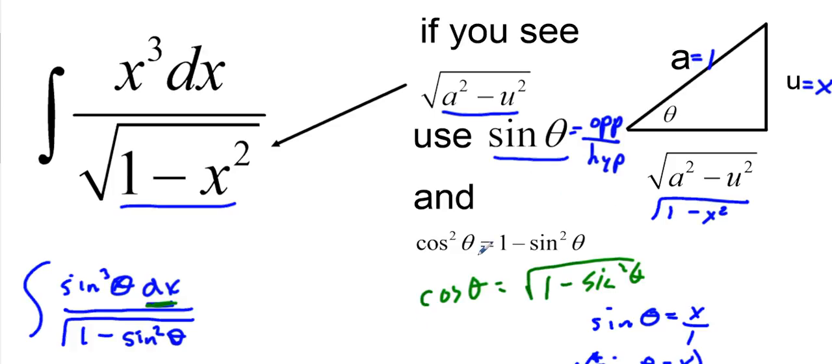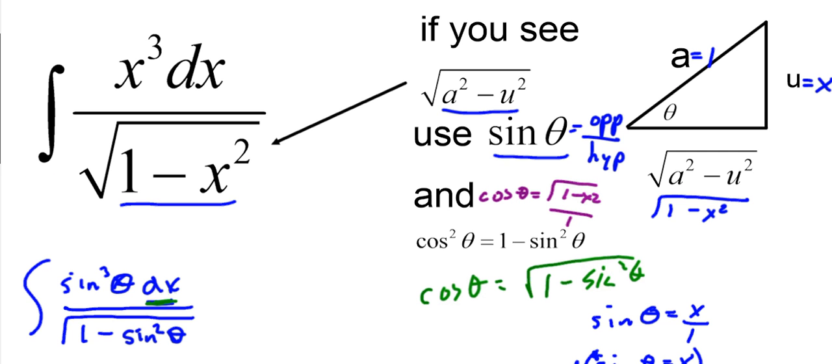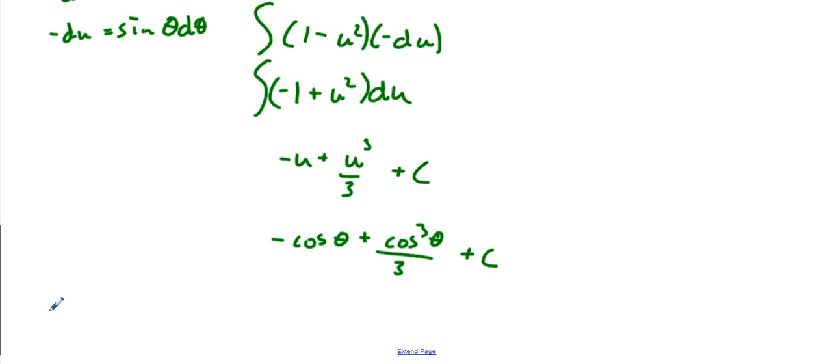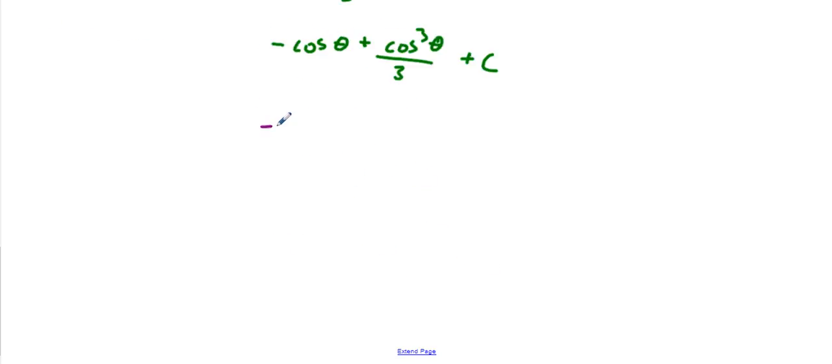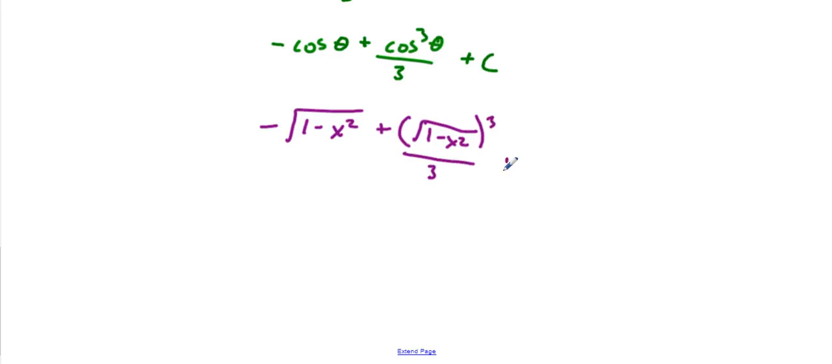So we look at our little triangle, cosine, and just so we know this, let's use purple. Cosine of our angle, look at our triangle, is adjacent, square root of 1 minus x squared, over 1, because that's our hypotenuse. And so it's basically the square root of 1 minus x squared. So over here, I'm just going to take that and plug it all in. Negative the square root of 1 minus x squared plus the square root of 1 minus x squared, cubed, all over 3 plus c, bada bing, bada boom.